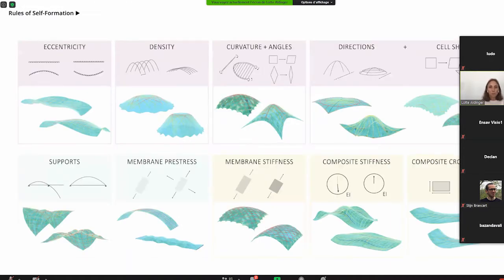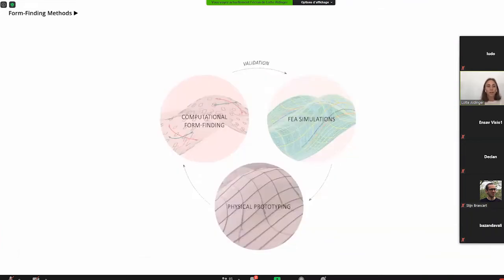So these are the rules of self-formation with all the different parameters that impacted the self-formation, for example, the eccentricity and density, but also playing, for example, with the composite stiffness by releasing the pre-stress at various stages of curing throughout time. And all of this we achieved through a closed loop between digital FE simulations and physical prototyping, which helped us to validate and tweak our simulation.